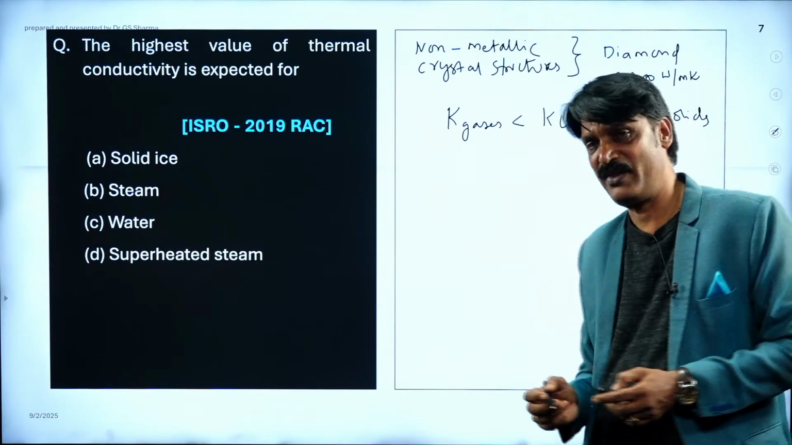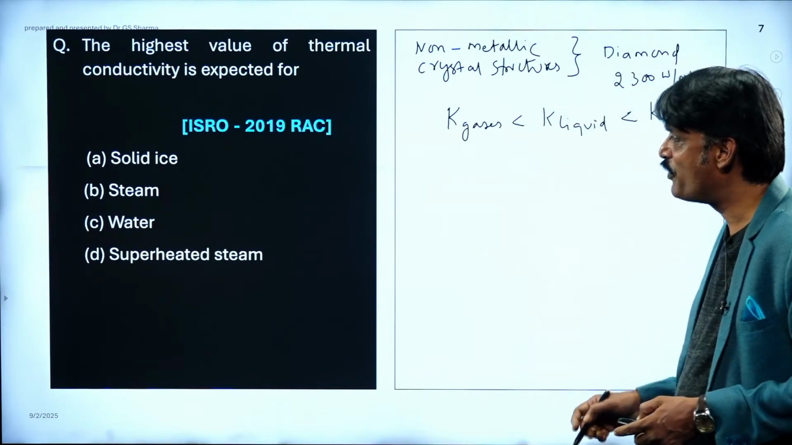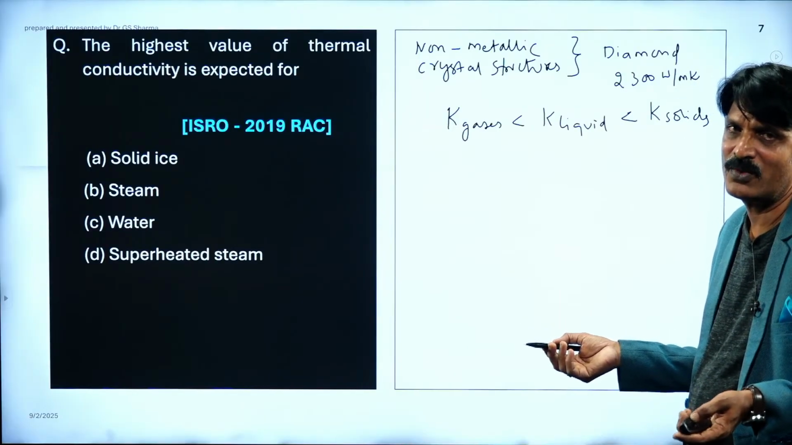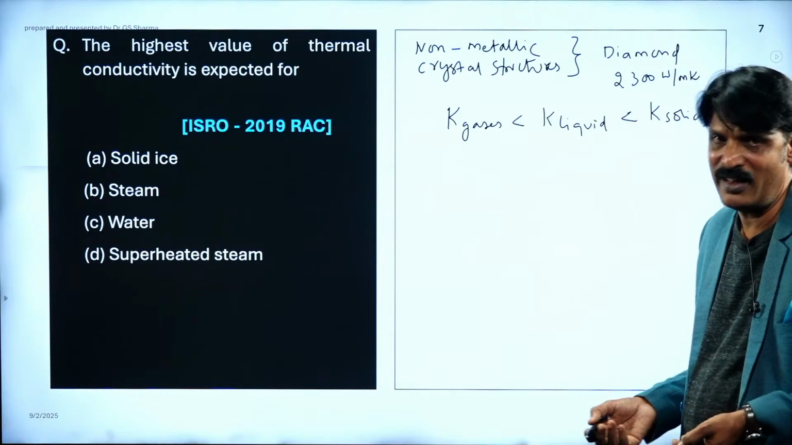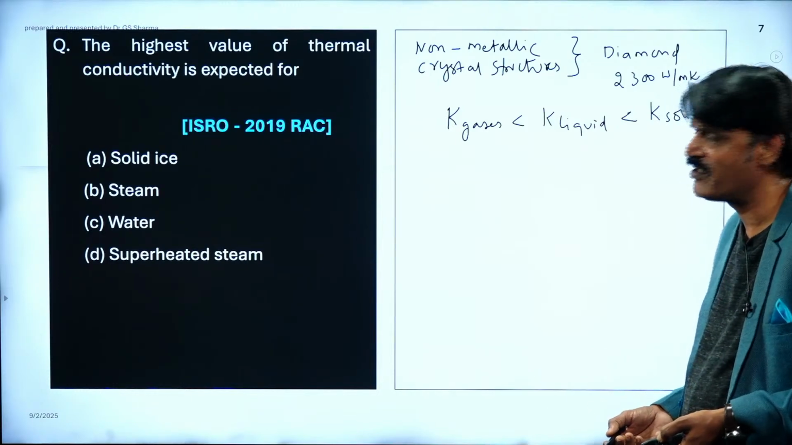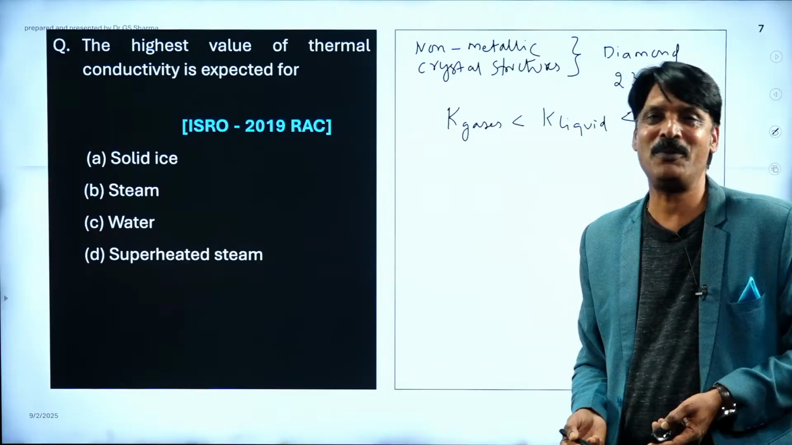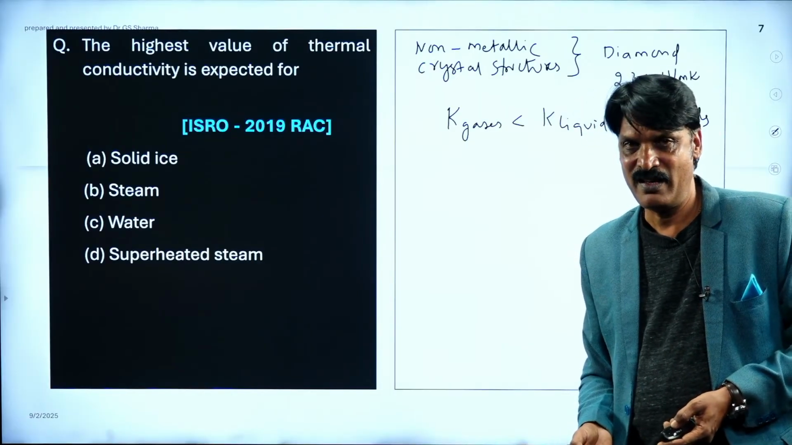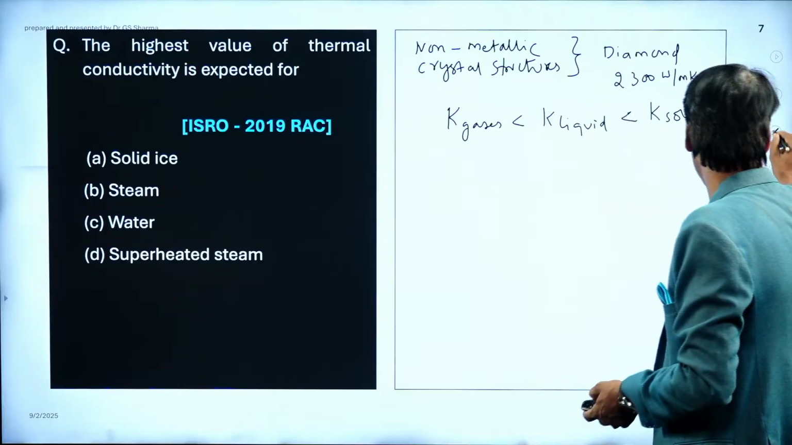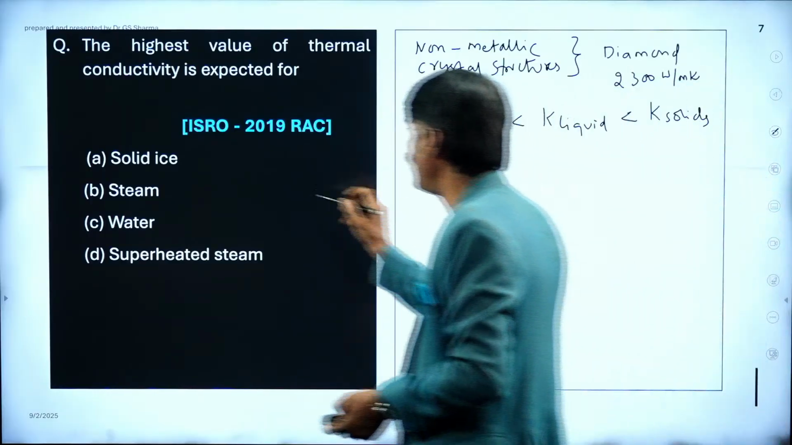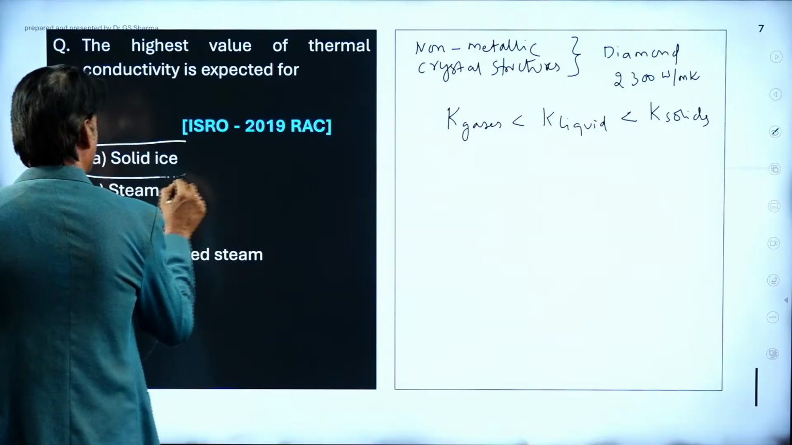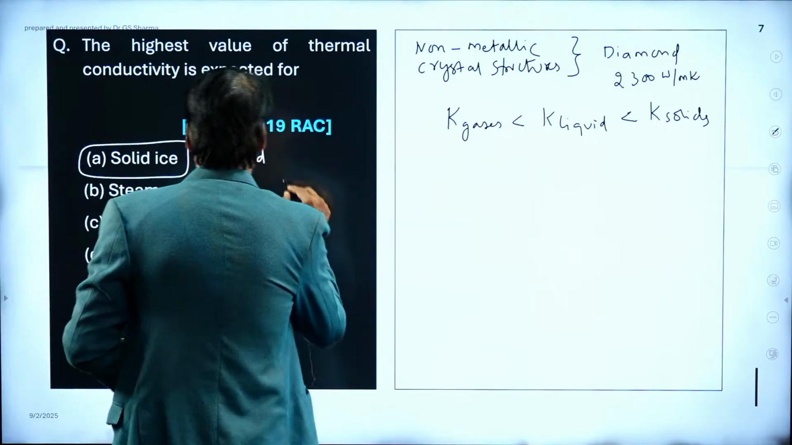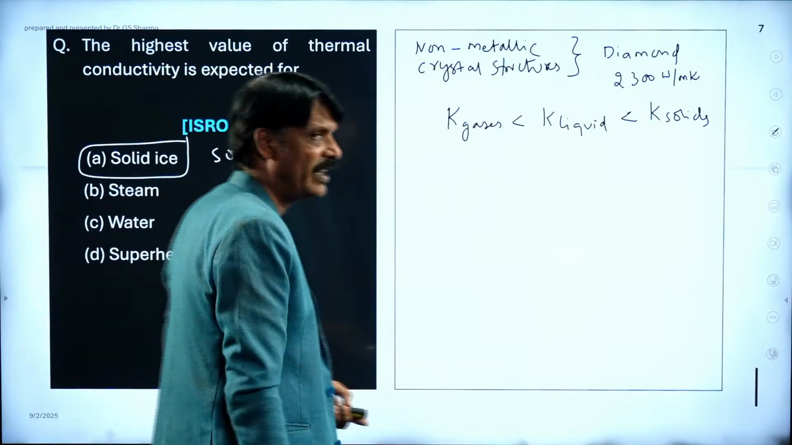In this, if you observe clearly, steam is a vapor phase, and water is a liquid. Superheated steam carries more heat, enthalpy, but not thermal conductivity. So the highest thermal conductivity is observed for ice, a solid, as long as it is not melting. So the answer is ice.